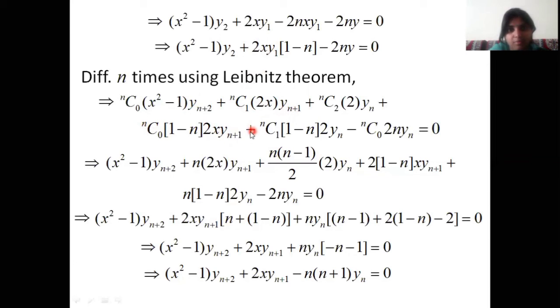We'll continue. Plus the next term is nC1. Here also I've kept this (1 − n) into 2 outside, and differentiating this x you have 1, and again by decreasing this by 1 you have yn. Okay, so you just need to add that up.